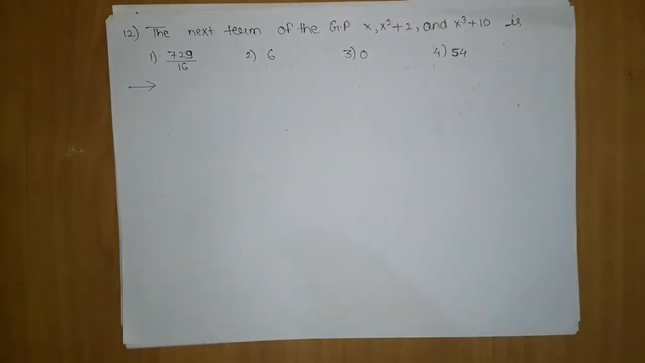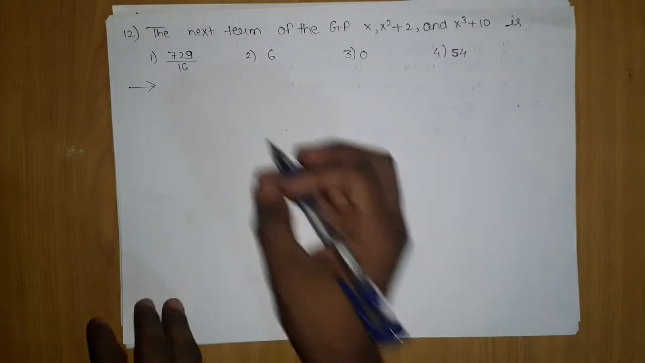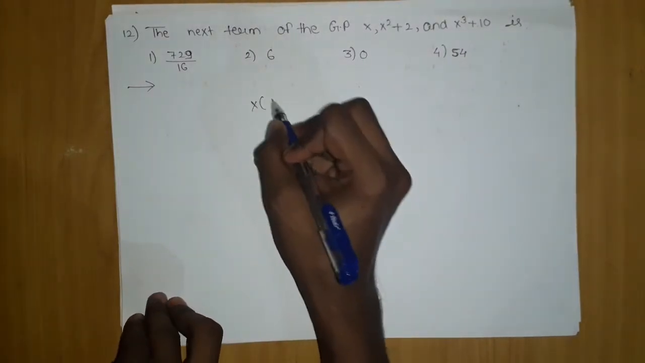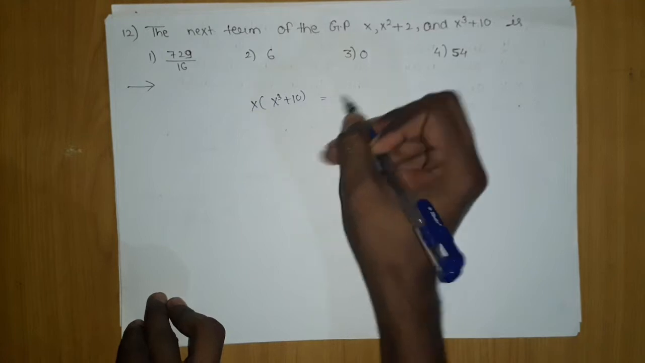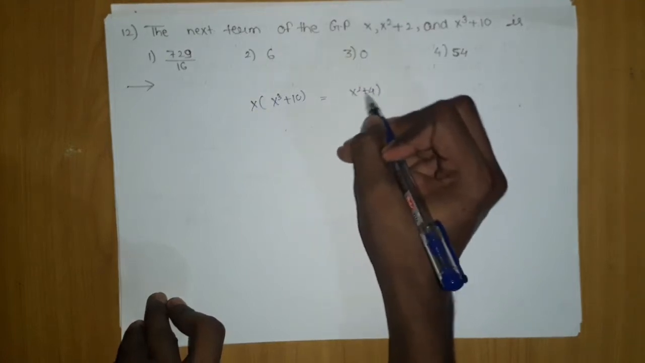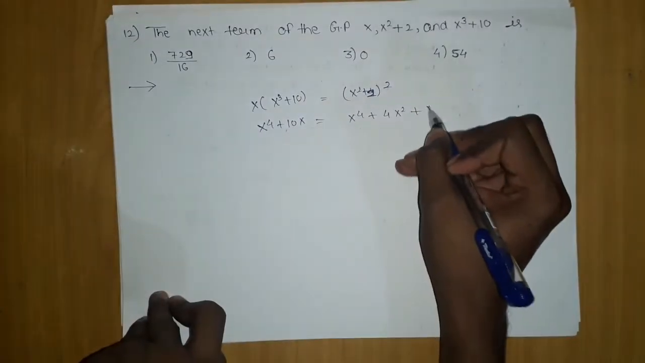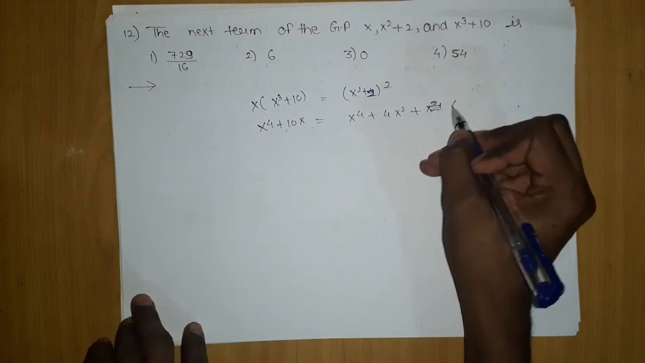The next term of the GP: they are asking for the fourth term, where the terms are x, x square plus 2, and x cube plus 10. The options are 729 by 16, 2, 6, 0 or 54. Here we can apply the GP condition. That's the only idea we are left with. If I had written 4 instead of 2, our whole thing would have gone wrong. So x square plus 2 whole square equals x into x cube plus 10, giving x raised to 4 plus 4x square plus 4 equals x raised to 4 plus 10x. Sorry, I'm making mistakes.